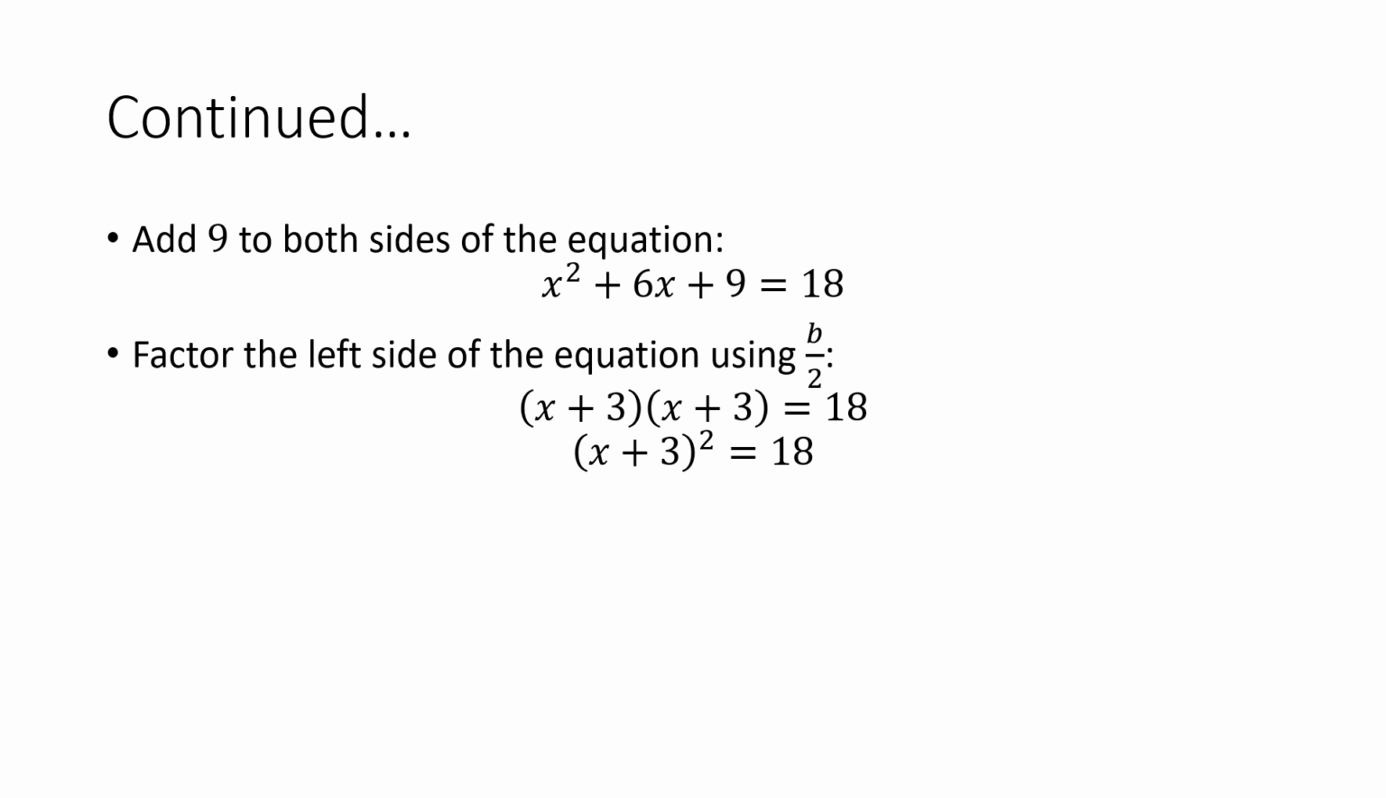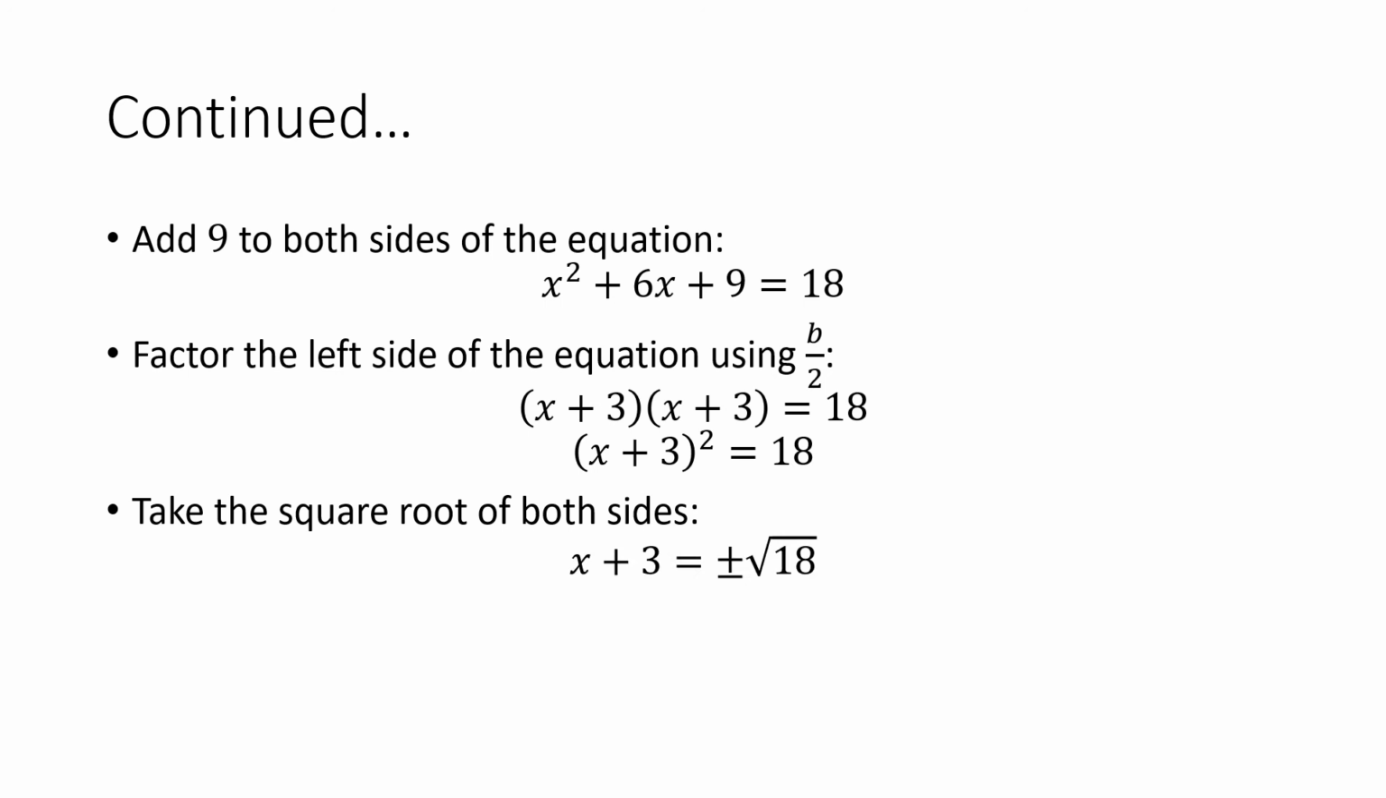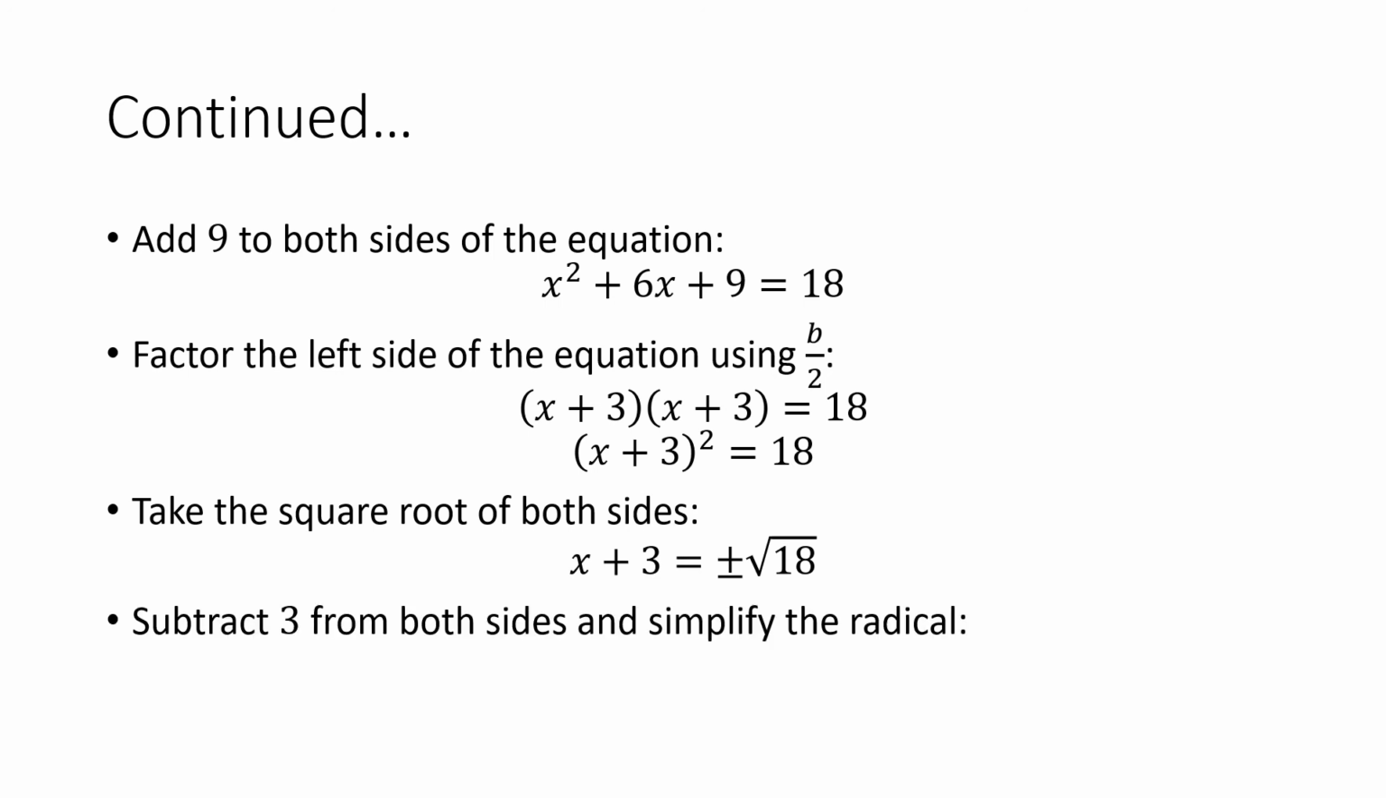All right, we're almost there. Now let's take the square root of both sides of the equation. X plus 3 is equal to plus or minus the square root of 18. Now this is another radical, the square root of 18, where you can simplify it further. So let's isolate x by subtracting 3 from both sides and simplify the radical. And if you do the math, x is equal to plus or minus 3 times the square root of 2, minus 3. All right, so there you have it.